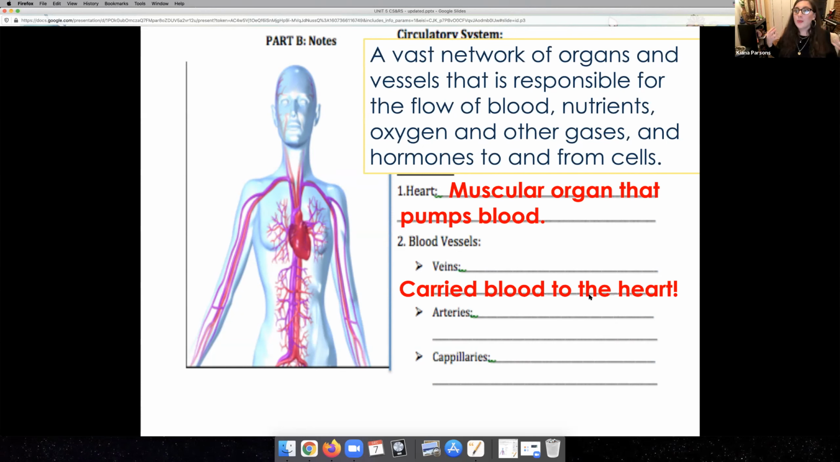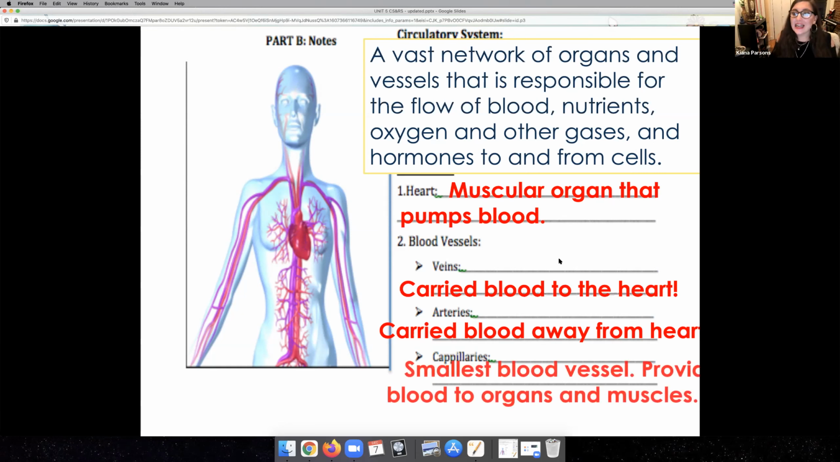But the blood vessels that can withstand this higher blood pressure are the arteries. And why can they withstand a higher blood pressure? Well, it's because your arteries come directly from your heart. They're carrying that oxygenated blood away from the heart. And then my favorite blood vessel, because they're so important, are the teeny tiny capillaries. They're the smallest blood vessel, and they provide blood to the organs and muscles. And let's go ahead and draw out what these blood vessels look like.